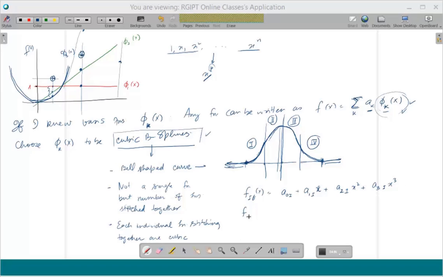Okay. Similarly, f2(x), this part, so I can probably color it. This part, that will be f2(x). That would be a0 for region 2 plus a1 for region 2 times x plus a2 for region 2 times x square plus a3 for region 2 times x cube. These coefficients are different. Okay, so in this range, some other terms will multiply to achieve the function in region 2, and then f3 and f4 similarly.